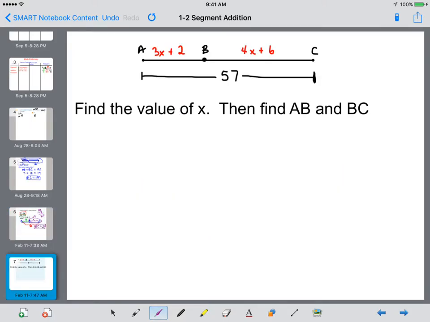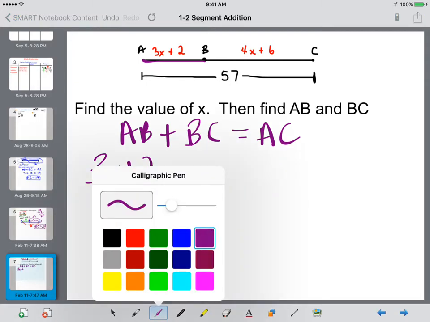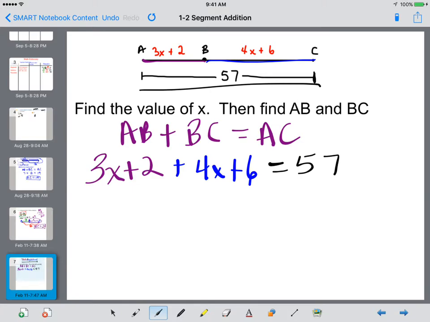Sometimes we have some expressions where we need to find the value of x. We're going to use our segment addition here. AB plus BC equals AC. So AB is this expression, 3x plus 2. BC is this expression, 4x plus 6. And it equals the whole distance of AC. AC is 57. So I'm plugging those expressions in for my segments.